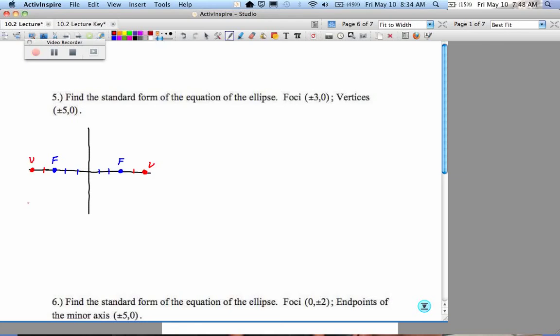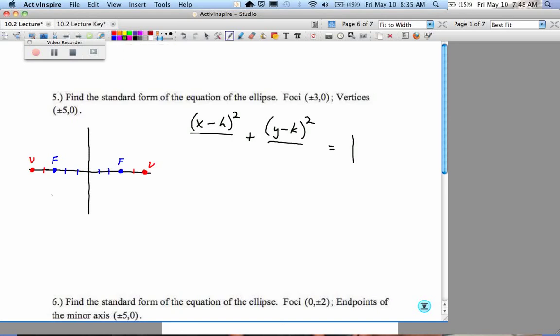So, they give us focus points of negative 3, 0, positive 3, 0. The vertices are at 5, 0, negative 5, 0. It doesn't really matter. When you go to do this, you always have the same form. It should be the x first and the y second. You could memorize your a's and b's, but let's just do it this way.